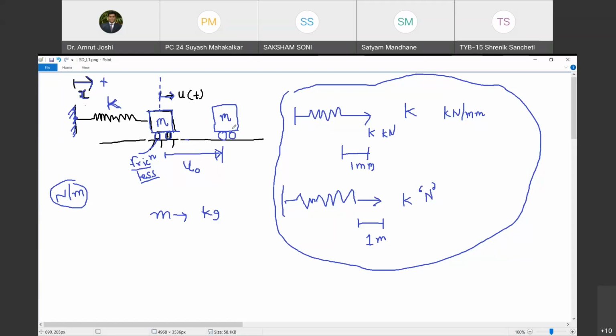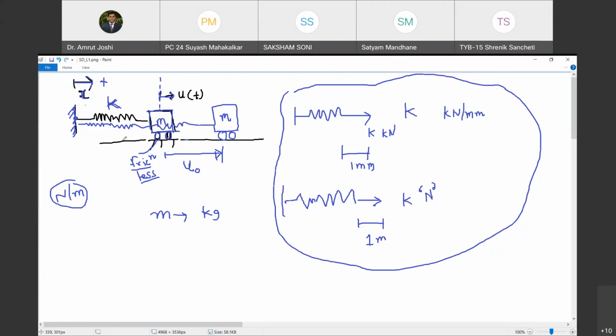And whenever the block is occupying this position, naturally the spring is going to be stretched. Do you agree with me? Yes, sir. It is going to have expansion. And what is the amount of expansion? Can you tell me? By how much distance has the spring expanded? The expansion is u naught. Perfect. And then what will be the force in spring at this position? Can you tell me? A into u naught.